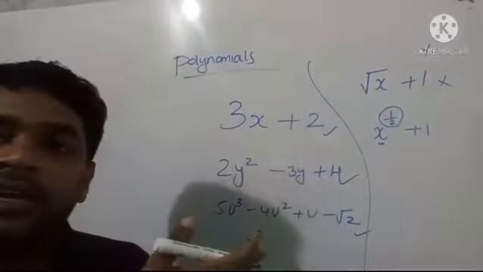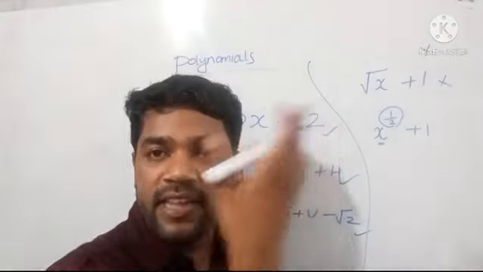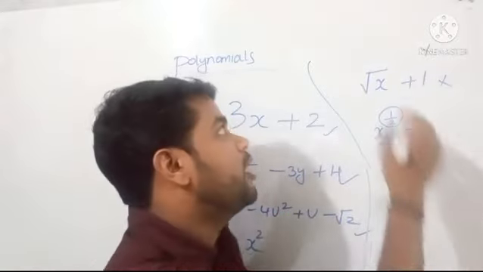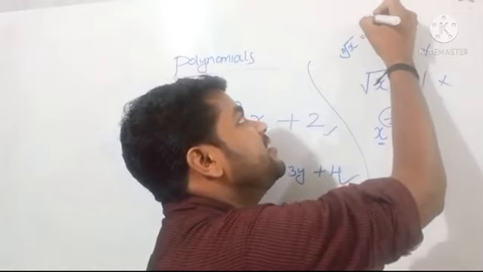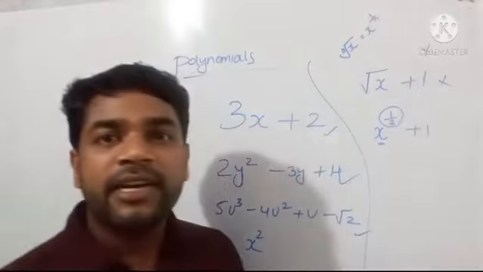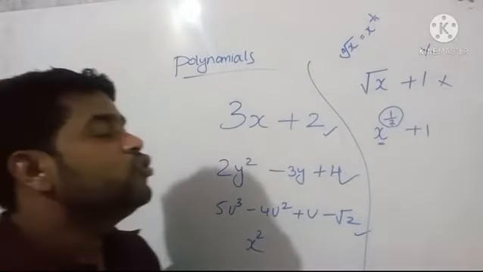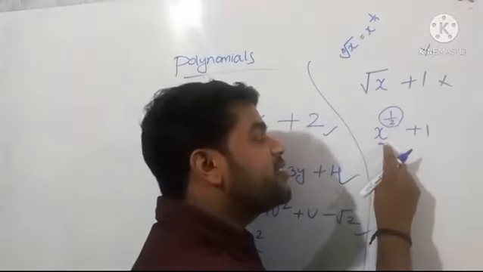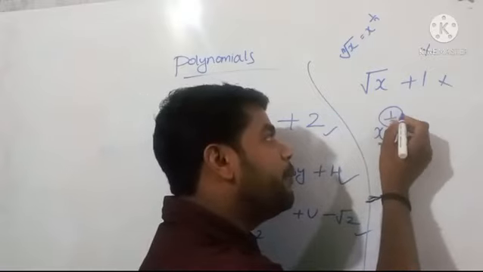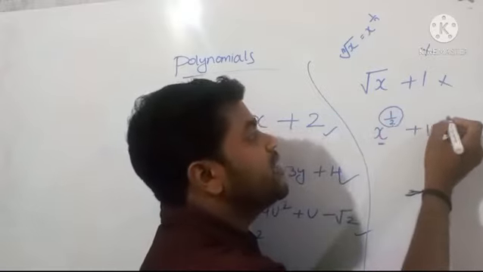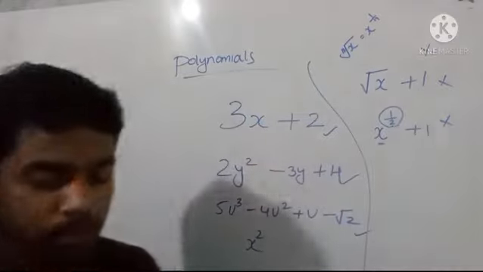How root x can be written as x raised to 1 by 2, we studied in class 9 first chapter. Nth root of x can be written as x raised to 1 by n. So root x is equal to x raised to 1 by 2. Here the variable is x and the power of the variable is 1 by 2, that is why it is not a polynomial.